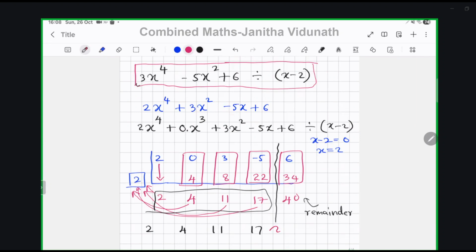Then we need to multiply those with x to the power 0, x to the power 1, x to the power 2, and x to the power 3. That means our final quotient should be 2x cubed plus 4x squared plus 11x plus 17. This is the final quotient. And our remainder is 40. Okay, write down these things and do the next question. This is the question.